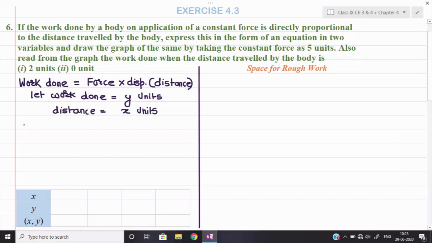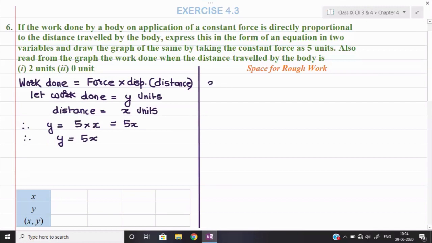Okay, so in that case, the work done I have taken as y, the force I have given here is 5, and the distance I have taken here as x. So 5 into x, that I can write down properly as 5x. So what is my equation here? The equation I can say is y equals 5x, right? Now here I will find out the solution of the given equation.